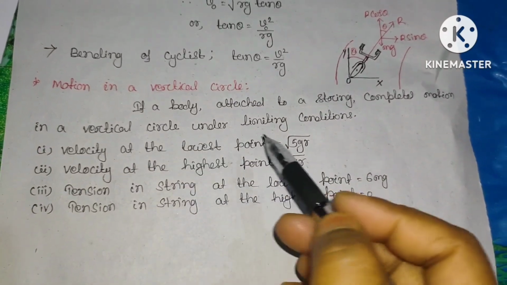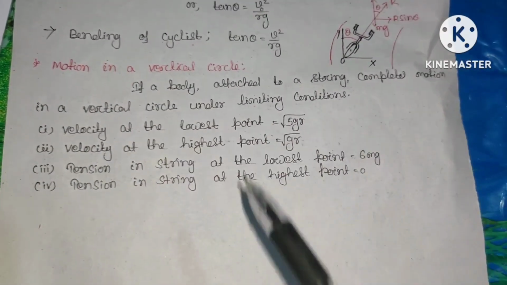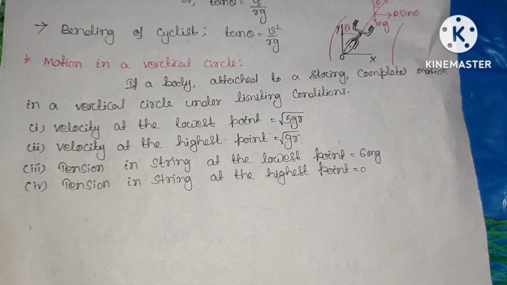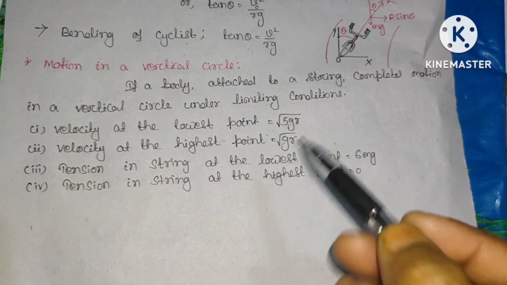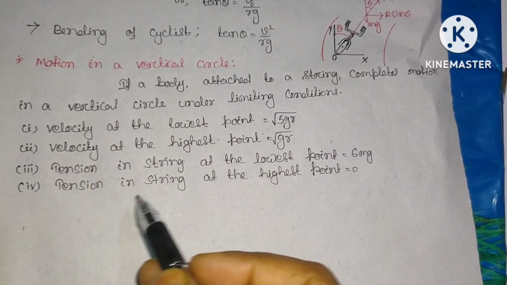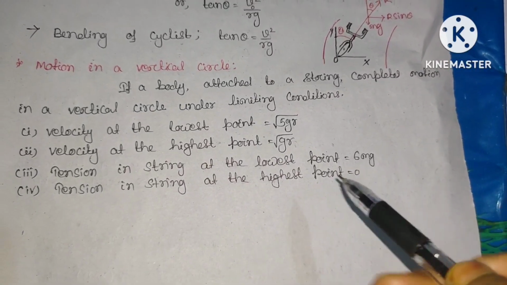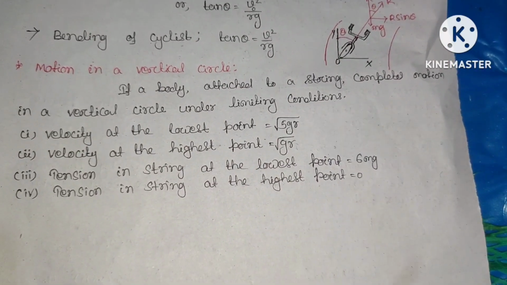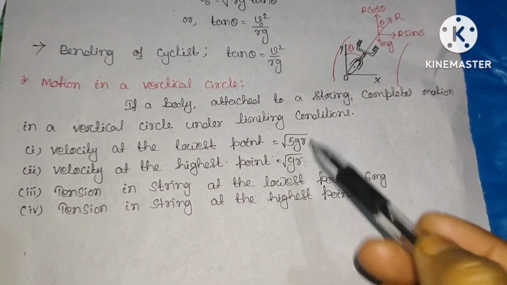So motion in a vertical circle. If a body attached to a string completes motion in a vertical circle under the limiting condition, at the lowest point the velocity will be root over 5 g r. The velocity at the highest point will be root over g r, and the tension in the string at the lowest point is 6 mg, and the tension in the string at the highest point is 0. When we solve the questions, you have to just put the formulas, because in the exam time you don't have to derive all these things.